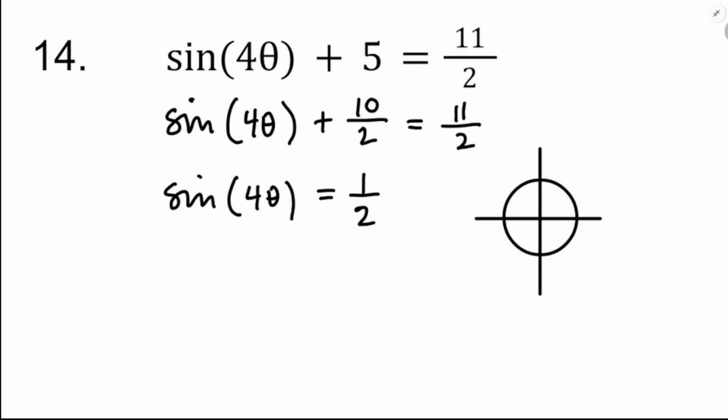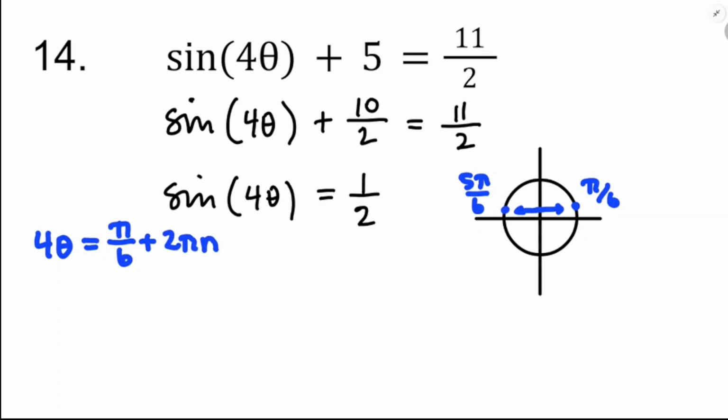That's the type of thing I can do on the unit circle. So sine is a half. That's not very far up the unit circle. We look for a point. We're going to have one here, and we're going to have one there. So that's going to be pi over 6 and 5 pi over 6. And so that's what 4 theta needs to equal. So either 4 theta is going to equal pi over 6, really any angle coterminal to pi over 6, or maybe 4 theta is going to equal 5 pi over 6, or any angle coterminal to 5 pi over 6.